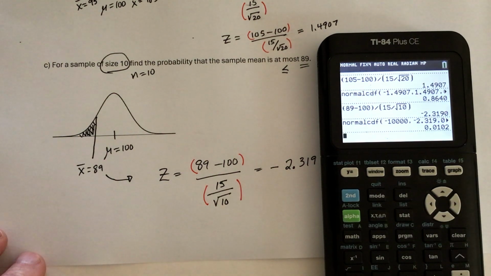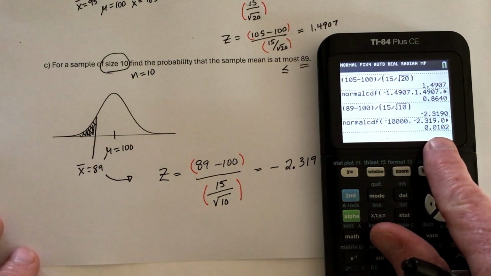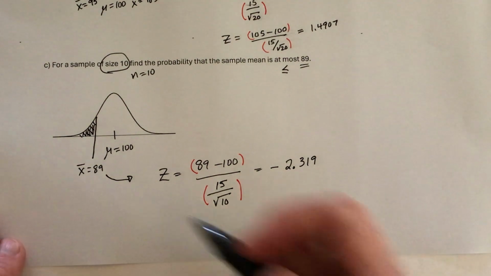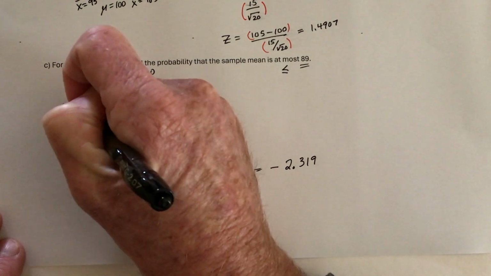And then the area is, so as you can see, the area is very small. It's 0.0102. So this area is 0.0102.